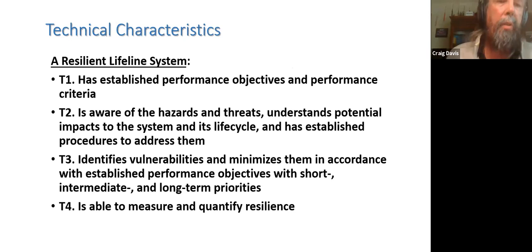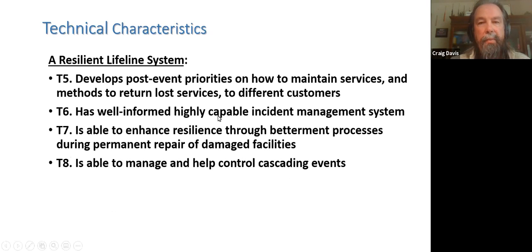So moving on to technical characteristics, a resilient lifeline system has established performance objectives and performance criteria, is aware of the hazards and threats, understands potential impacts to the system and its life cycle, and has established procedures to address them, identifies vulnerabilities and minimizes them in accordance with established performance objectives with short, intermediate, and long-term priorities, is able to measure and quantify resilience, develops post-event priorities on how to maintain services and methods to return lost services to different customers, has a well-informed, highly capable incident management system, is able to enhance resilience through betterment processes during permanent repair of damaged facilities, is able to manage and help control cascading events.